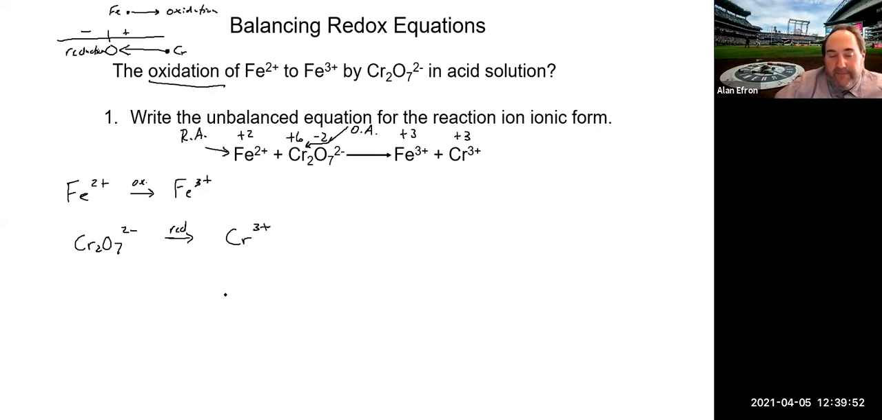Once you have it split off into its half reactions, the next thing you want to do is balance the reaction for everybody other than oxygen and hydrogen. So then you want to balance it other than oxygen and hydrogen.